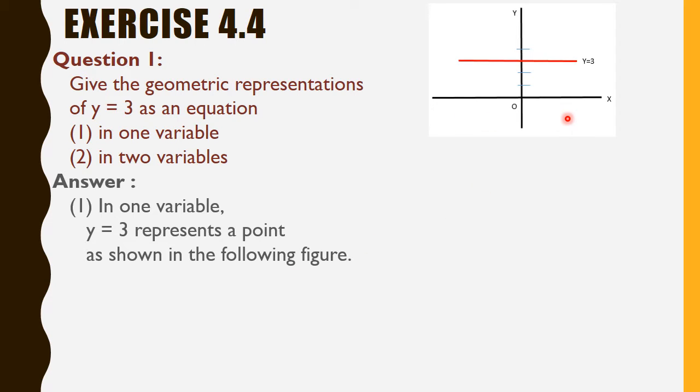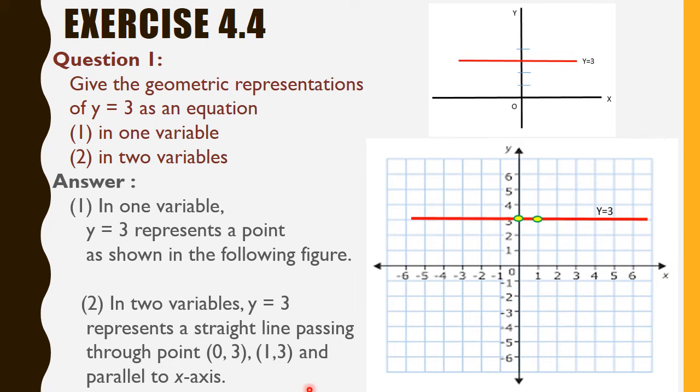If you see this particular figure, this is the x-axis, this is the y-axis, and right over here, y equals 3. This can be hand-drawn in the copy. For the second part, we are having two variables. So for this, we need the graph paper, which has the two axes, x and y.